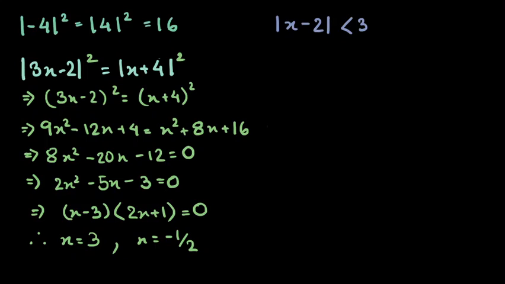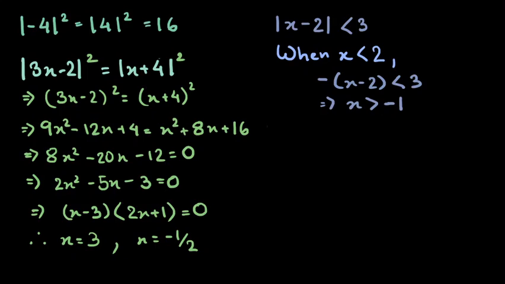So we consider two cases. We consider the first case of x is less than 2. What happens is the expression becomes negative. We have minus bracket x minus 2 is less than 3, which gives us x is greater than minus 1, which gives us a total range of minus 1 is less than x and x is less than 2.